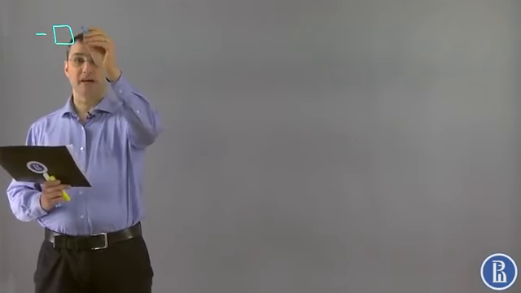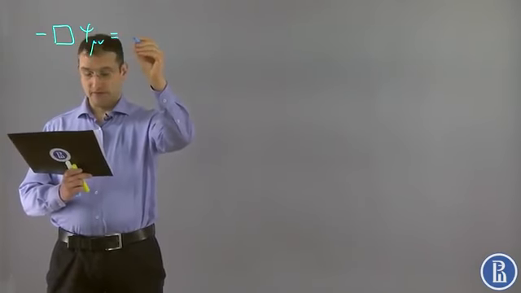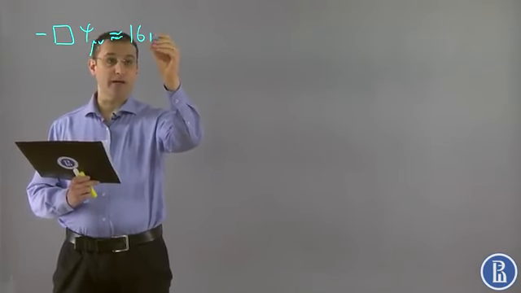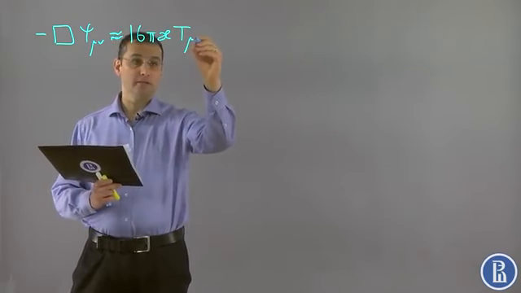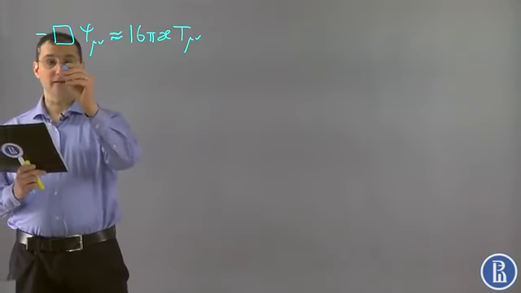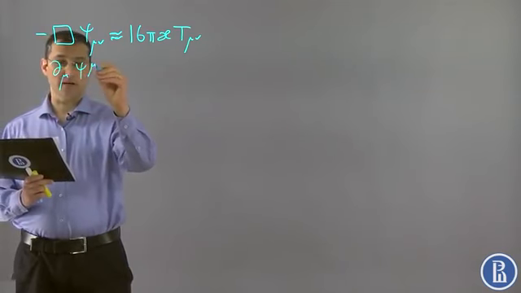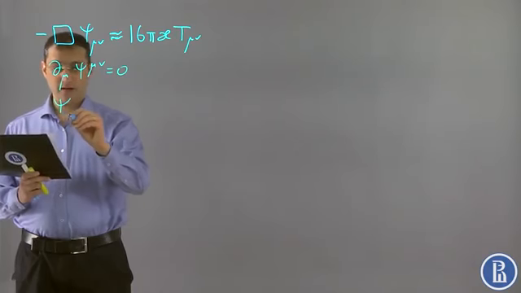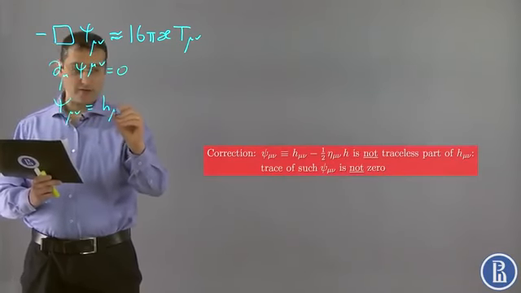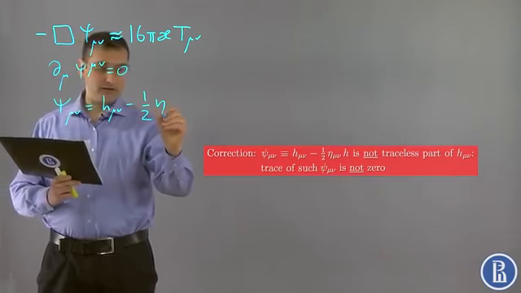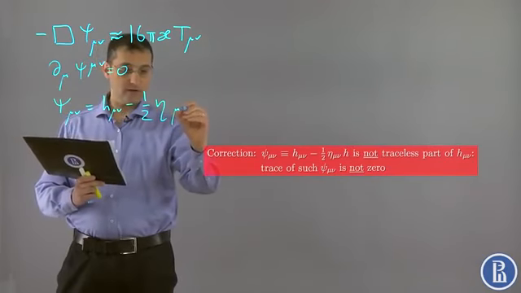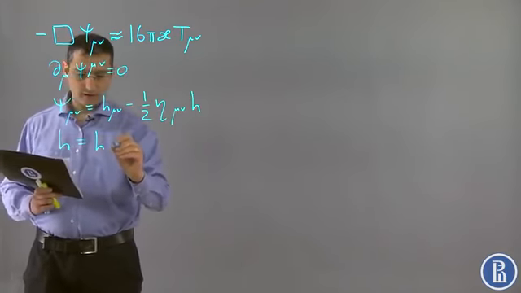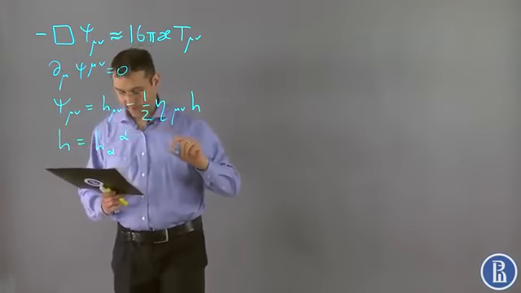Box psi mu nu approximately equals 16 pi kappa T mu nu, and d mu psi mu nu equals 0. I remind you that psi mu nu is h mu nu minus half the trace part, where h is actually alpha, the trace part of h.